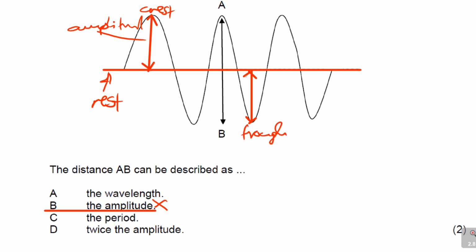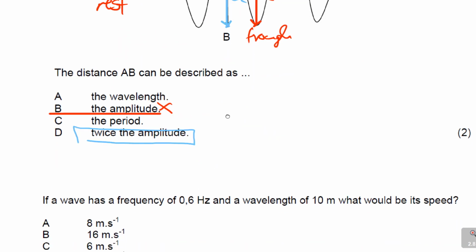But this distance has got 2 amplitudes. If you look at the line given, from here to there, that was an amplitude, and another one again from here to the bottom there. Do you see that? That's another amplitude. That's why the answer there is twice the amplitude, D. Are you with me? Next question.